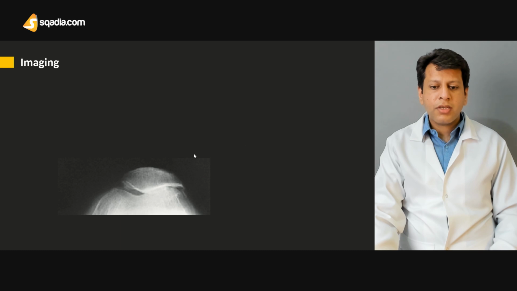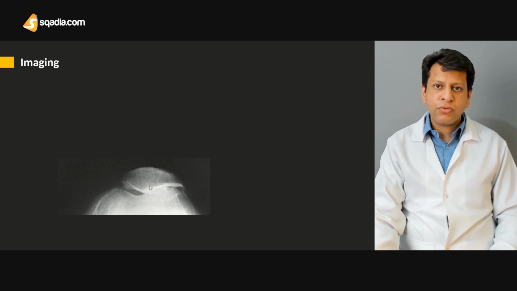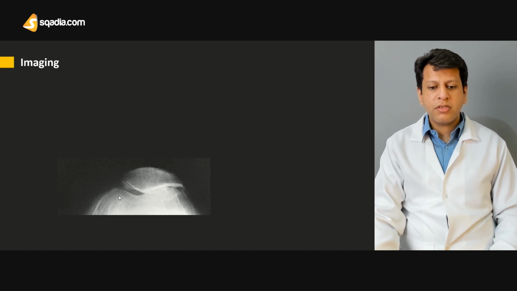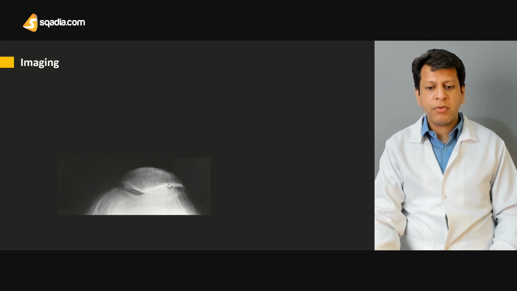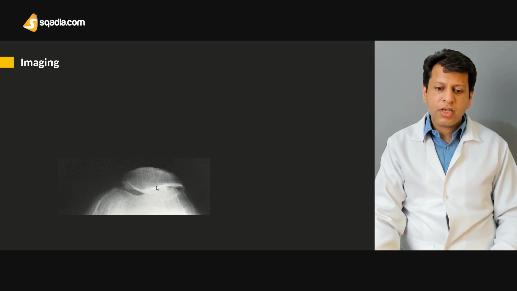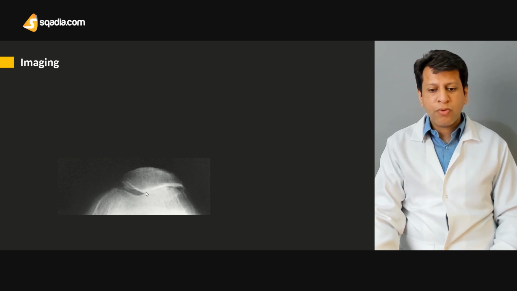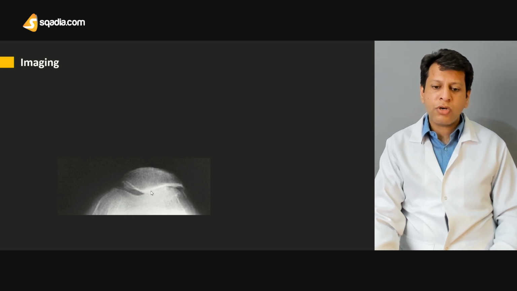Now, this is an X-ray, a sunrise or merchant view of the knee joint, which is showing the trochlear groove. These are the medial and lateral femoral condyles, and here you can appreciate the patellar dome as well as the undersurface of the patella. This surface articulates with the trochlear groove. And if you can appreciate over here, this is almost in contact with the lateral femoral condyle or medial femoral condyle as well.